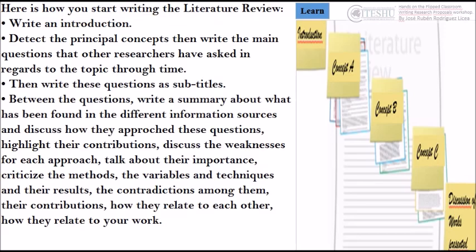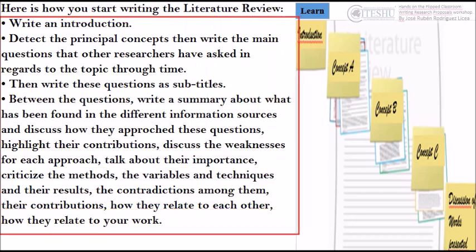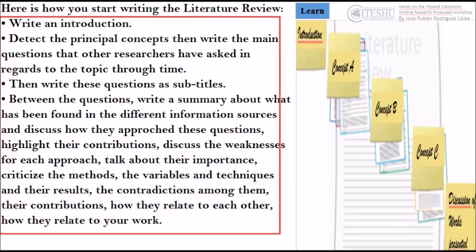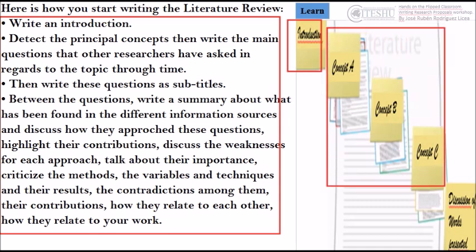Here is how you start writing the literature review. Write an introduction. Detect the principal concepts, then write the main questions that other researchers have asked in regards to the topic through time. Then write these questions as subtitles.